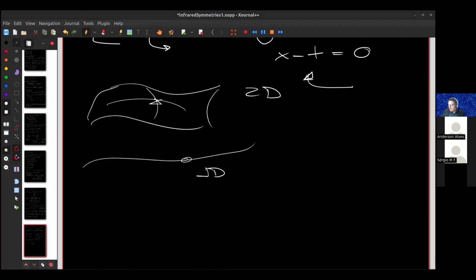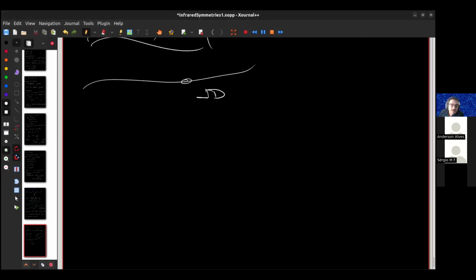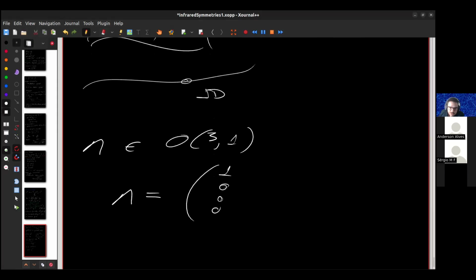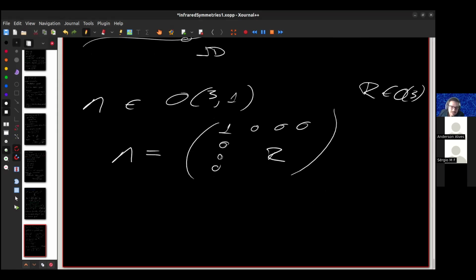Okay, so this is the Lorentz group. Anything else? Yes, something important to mention here: if you pick the Lorentz group, you're going to notice that inside the Lorentz group, you have some quite interesting matrices. For example, you have this matrix here, which is 1, 0, 0, 0, 0, 0, 0, R, where R is an orthogonal matrix. Why is this interesting? Because for this particular lambda, this holds.